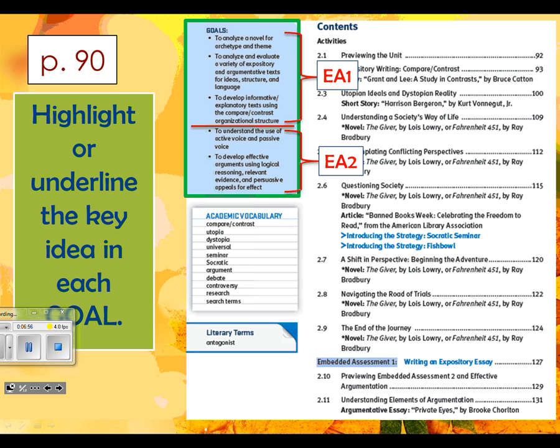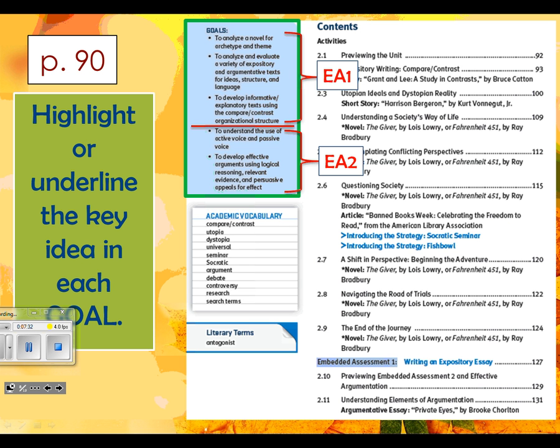All right, Grant, could you read the fourth goal for us? To understand the use of active voice and passive voice. All right, go ahead, highlight or underline. And Elise, that fifth goal. Develop effective arguments using logical reasoning, relevant evidence, and statistics. All right, go ahead, highlight or underline. So the second half of the unit, you folks will be stepping away from expository text, and you'll be arguing a point. And one of the things that you'll be focusing in on is the type of active or passive voice that you use in your writing.